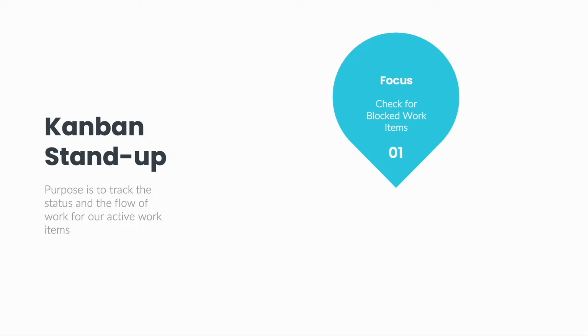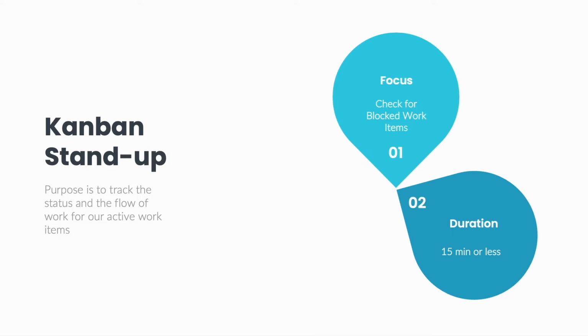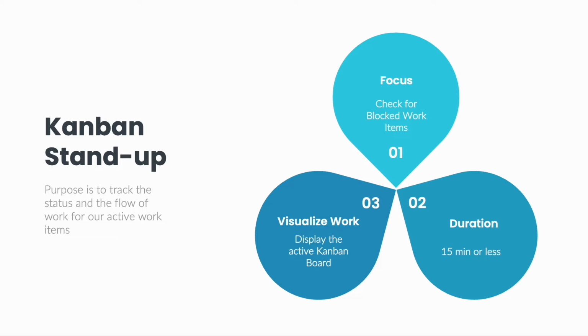Kanban Stand-up is slightly different from Scrum Stand-up. During the Kanban Stand-up, there is really just one question that we ask our team, which is if any team members are blocked or if they need assistance. The stand-up should take 15 minutes or less. The delivery lead or project manager is the one usually facilitating the session and the entire development team participates.